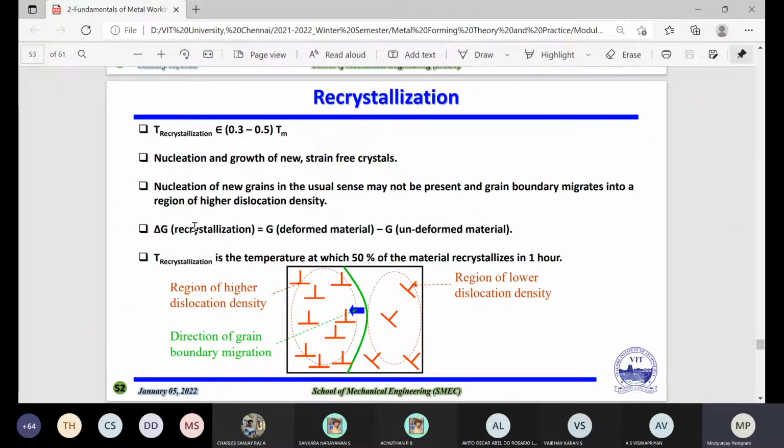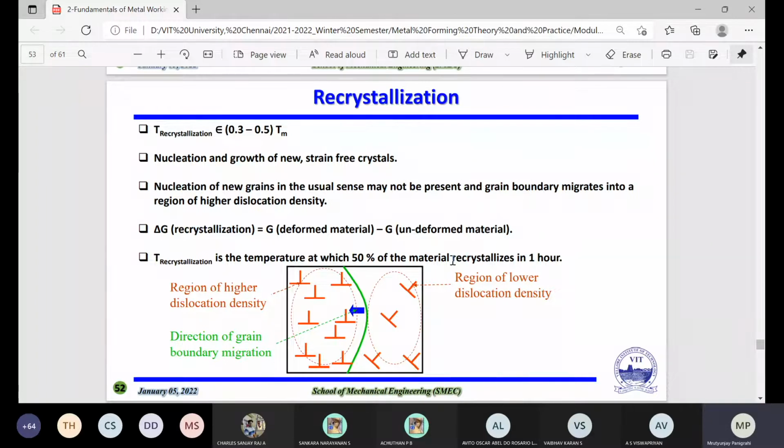So here the change in free energy of the recrystallization is equal to the free energy of the deformed material minus the free energy of the undeformed material. Okay, so these are the thermodynamics that you will study in detail, and then you can understand how we are getting this, because this material also is related to thermodynamics.